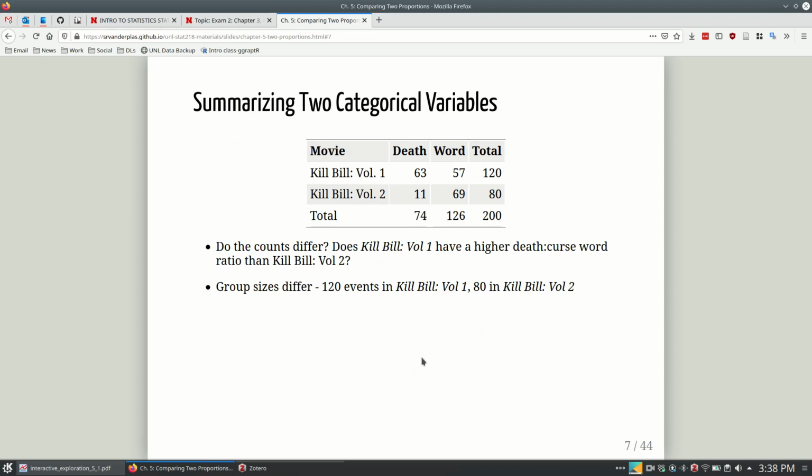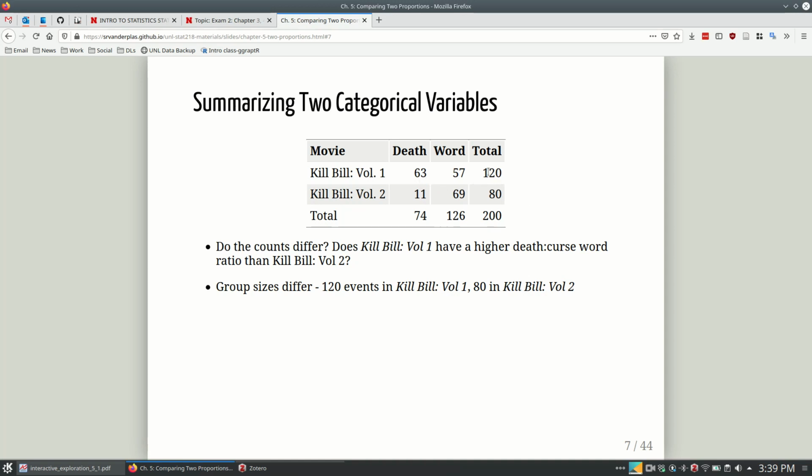All right, so what we'd want to know is if Kill Bill 1 has a higher death to curse word proportion than Kill Bill 2, but the groups are different sizes. So Kill Bill 2 looks like it was kind of lame in terms of deaths to curse words. It's just a lot of cursing and nobody dies, right? But overall, there are fewer events, so it's not easy to directly compare the numbers. What we have to do is divide everything by the total.